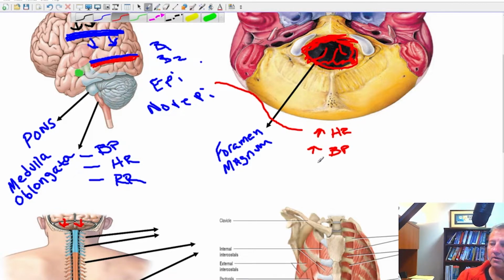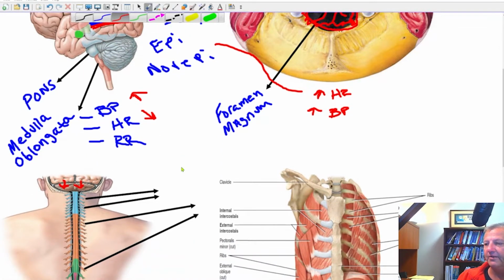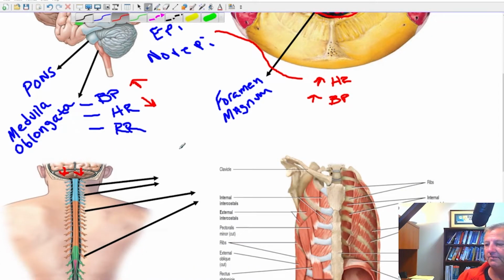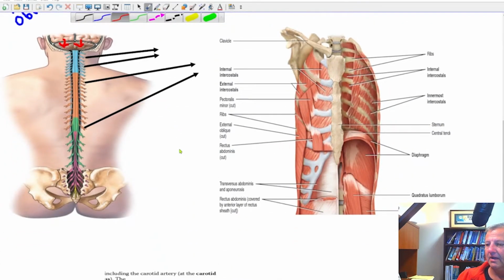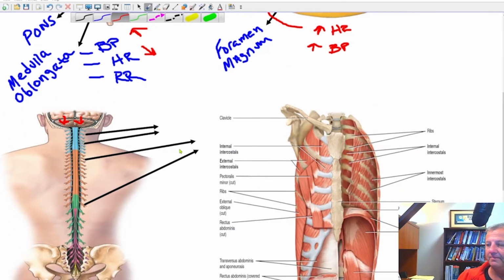I'm waiting for somebody to say, wait a minute, heart rate can't be up because you said that in a head injury patient, what would it be? Blood pressure would be up. Heart rate would be down. Right. I said it. And I'm not changing that. I'm not changing my story. And I'll explain it in a second.